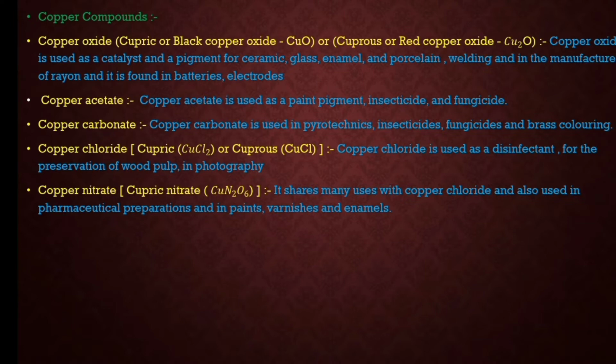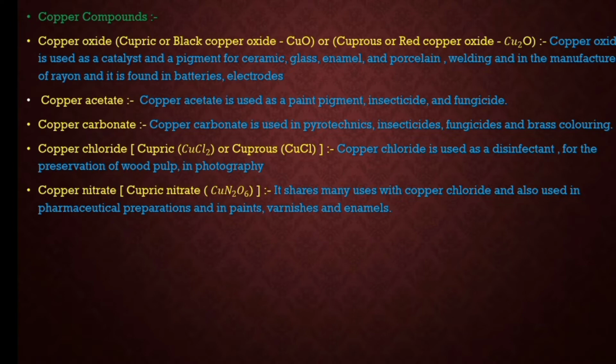Coming to copper carbonate, it is also used as an insecticide, fungicide, and also in pyrotechnics and in brass coloring. Brass is copper alloyed with zinc. So it is an alloy that is formed into brass. So these are the uses of copper carbonate.